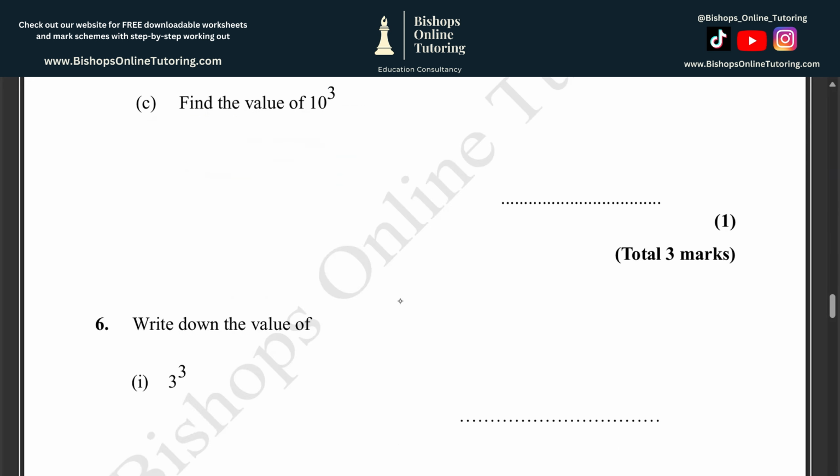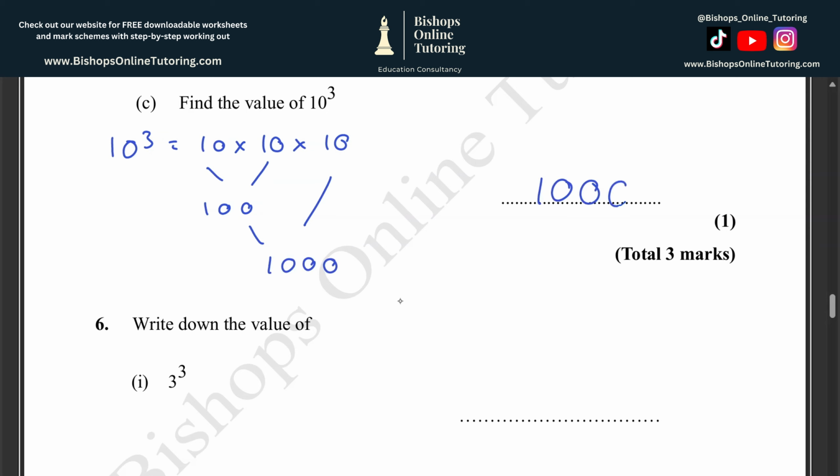Okay, find the value of 10 to the power of 3. 10 to the power of 3 is equal to 10 times by 10 times by 10. 10 times by 10 is 100. 100 times by 10 is 1000. So our answer is 1000.